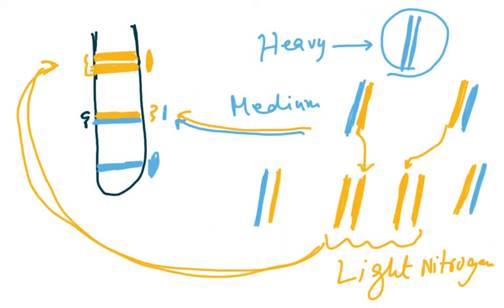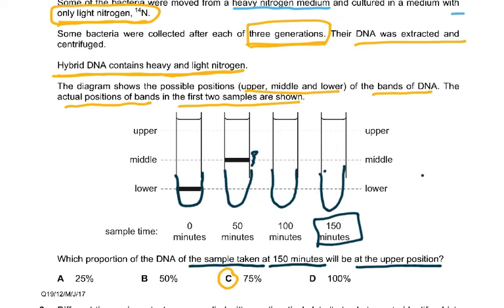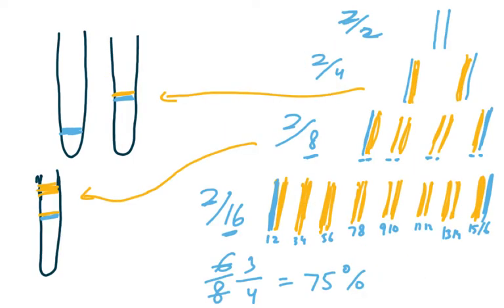They have asked you in this question, which proportion of the DNA of the sample taken at 150 minutes will be at the upper position? Now, why is the answer 75%? This is what you have got to understand. The answer is 75%. Why? What you have to realize is that 1, 2, 3, 4, 5, 6 strands were light nitrogen out of a total of 8 strands. So 6 out of 8 means 3 out of 4 means 75% would reach the top.